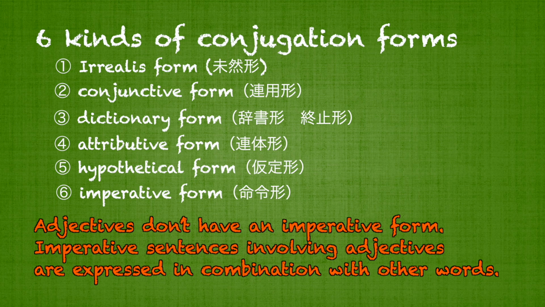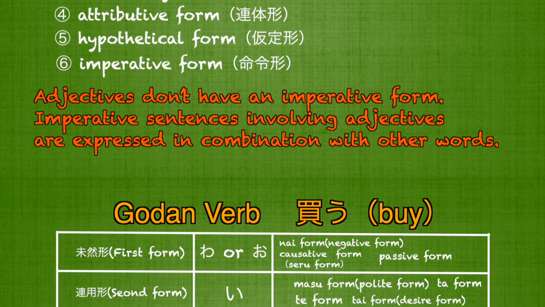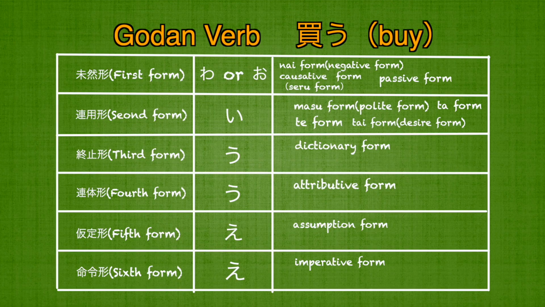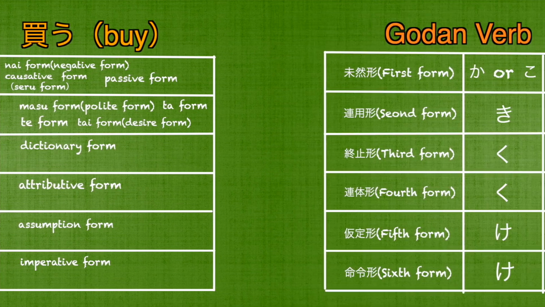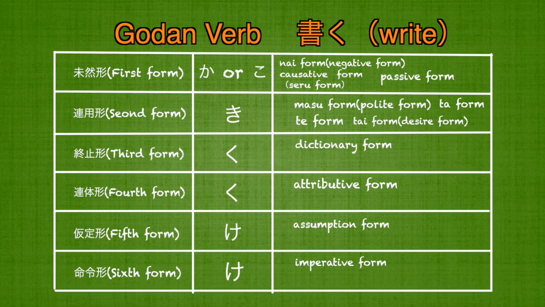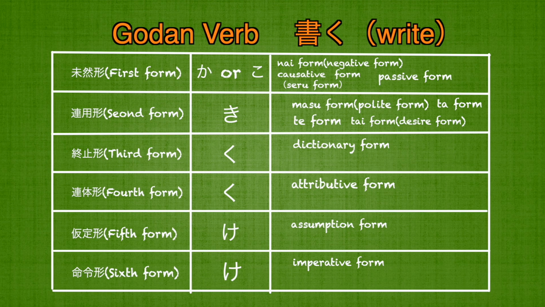Let's take a look at the verb conjugation table. A verb conjugation table is useful for understanding which form to use in the sentence. Here is a verb conjugation table for kau. Here is a verb conjugation table for kaku. This verb is also classified under the Godan verbs, so there are some similarities between the 2 tables.